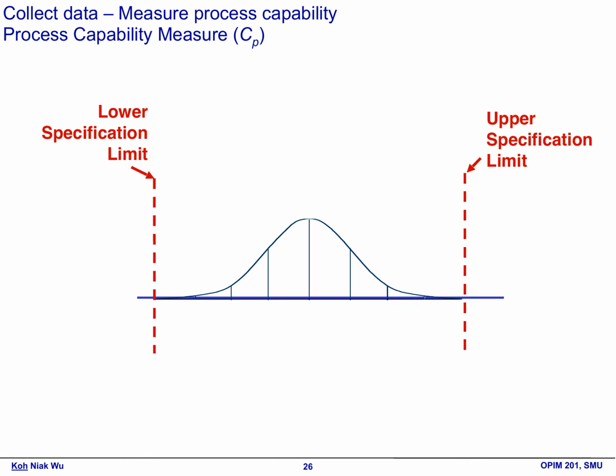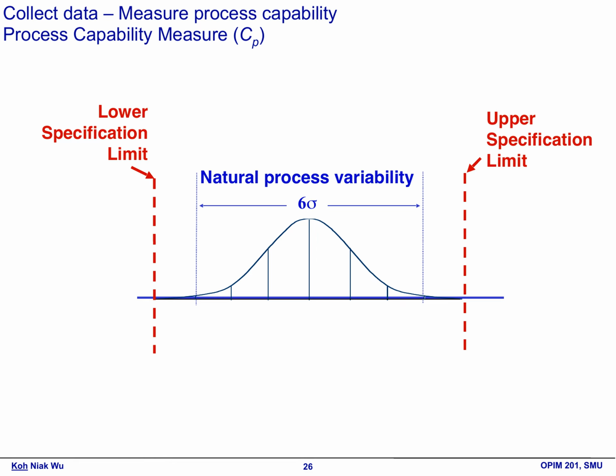One important measure is process capability, CP. This metric helps us see how well a process can produce products within specified limits. Natural process variability is the inherent variations in a process. It is represented by a bell curve, which shows how products can vary around a central value. There are two limits. 1. Upper specification limit, USL, the maximum acceptable value. 2. Lower specification limit, LSL, the minimum acceptable value.